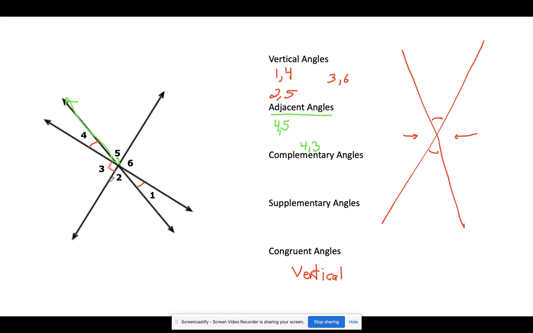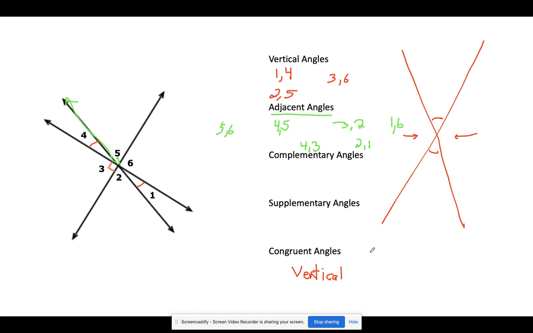Likewise, I could say 3 and 2 are adjacent angles. That's this angle here and here because they share this side in common. I could consider 2 and 1 adjacent because they share this side in common. I could also consider 1 and 6 adjacent angles. And last of all, 6 and 5, or 5 and 6, whichever order you want to put the angles. It doesn't matter which one you say first. 5 and 6 would be considered adjacent angles because they share this side in common.